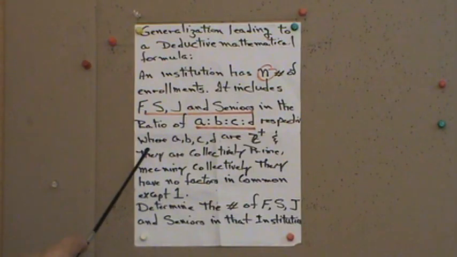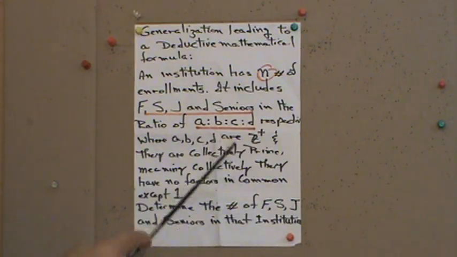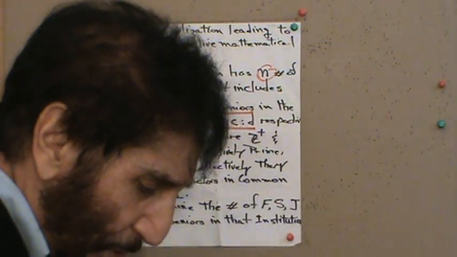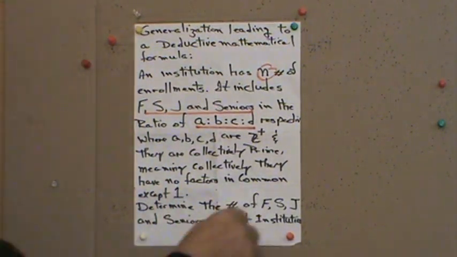Let me continue here again. A, B, C, D are positive integers and they are collectively prime, as I mentioned. Now, this is the question that we are asking: determine the number of freshmen, sophomore, junior, and senior in that institution. All right, now let's see what will be the general formula for that.